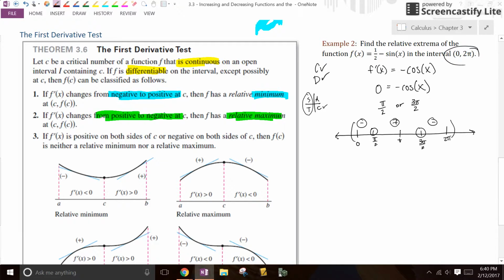So I've now checked, right? And if you go from left to right, like we said, you get a negative and a positive. That means you're going to get a relative minimum at pi over 2. And then look, at the next critical point, you go from positive to negative. Oh my gosh, that's a relative maximum at 3 pi over 2.